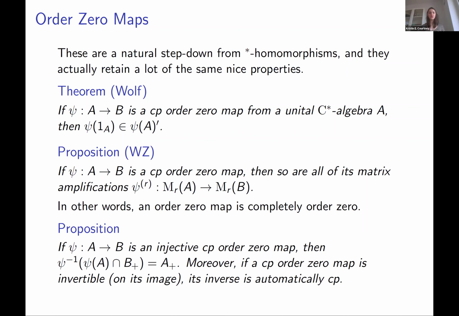And what one can also show, going back to the orthogonality preserving definition of CP order zero, is that if you have an injective CP order zero map, then just by being CP, we know that it's sending all of the positive elements of A into the positive elements of B. But what this is saying is that if it's an injective CP order zero map, and I take any element X in A whose image is positive in B, then I already know that X was positive in A. So taking that along with this proposition from Winter and Zacharias, we can say that a CP order zero map that is invertible on its image automatically has a completely positive inverse.